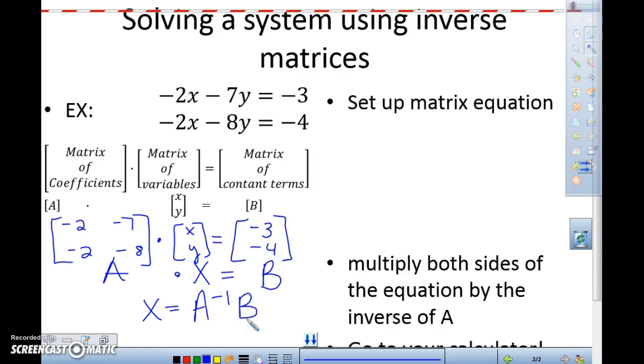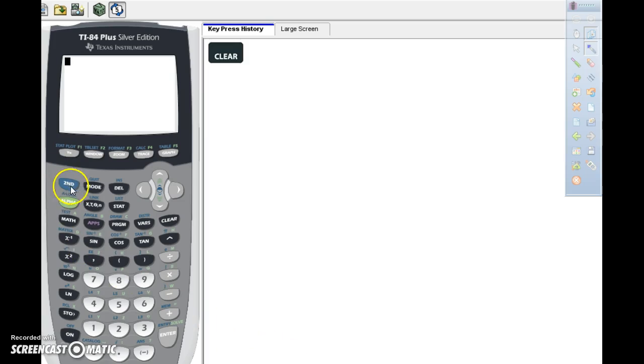The calculator steps are in the upper left-hand corner of your green sheet. So that's where I'm pulling what I'm going to push on my calculator for your future reference. Okay. So we have to put in matrix A, and we have to put in matrix B in our calculator. So let's do that. Go to your calculator. We're going to put in matrix A.